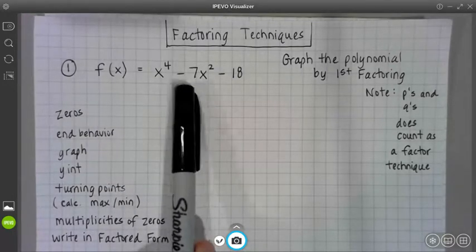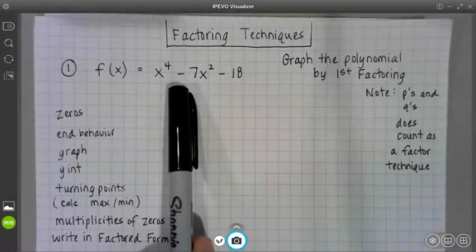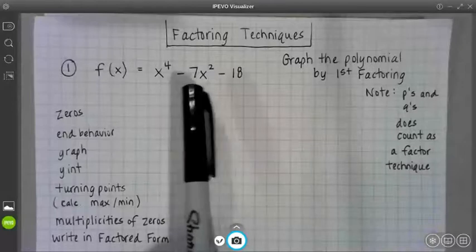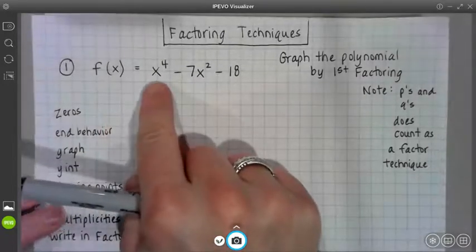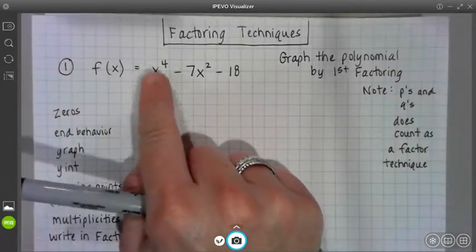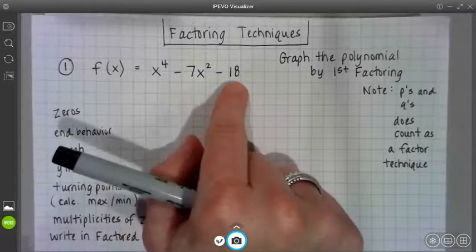So I think it was a problem like this on the homework where they had you using your P's and Q's, your rational zero theorem. But guys, this factors, so you don't have to go through that process as long as you can recognize the ones that factor. All right, so this is one of those even degree polynomials that is not a quadratic, but it'll factor like a quadratic, right?